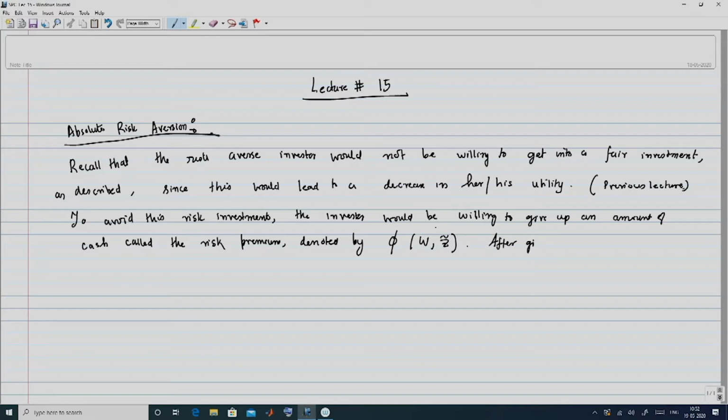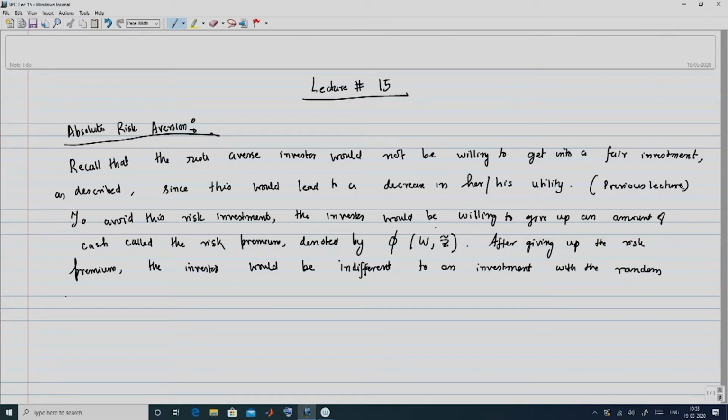Now, after giving up the risk premium, the investor would be indifferent to an investment with the random payoff z tilde and holding a certain amount of cash equal to the certainty equivalent.